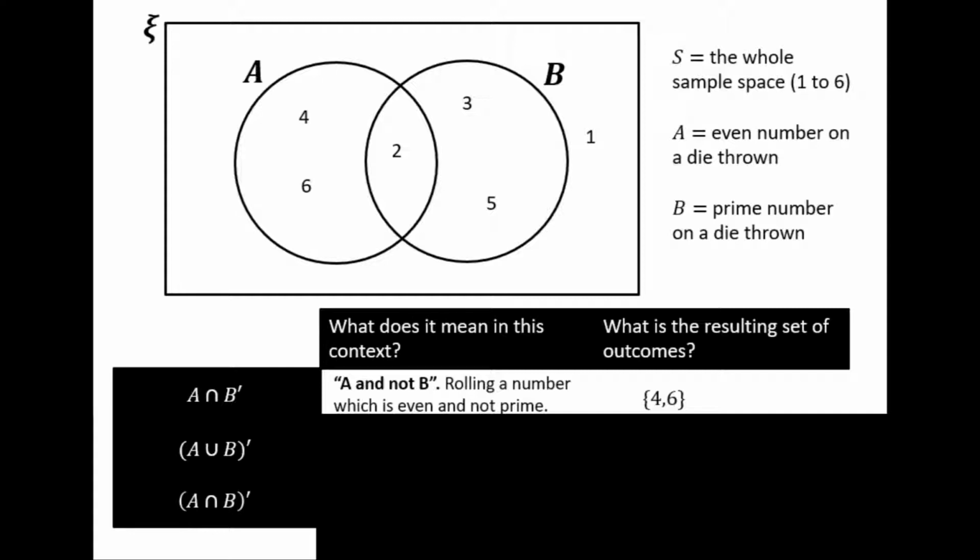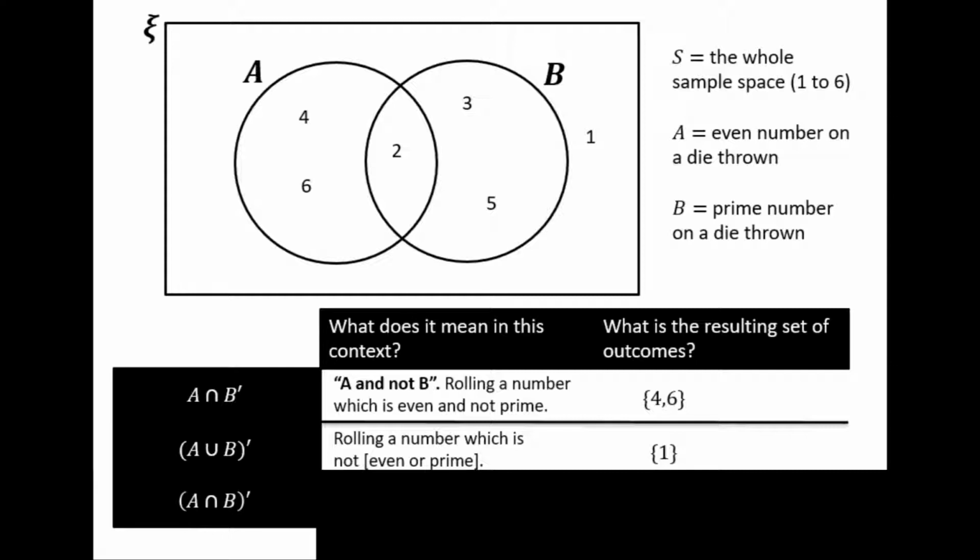And now we're working with brackets. Let's think of the bracket first. So A union B, we've seen what that looks like. That's anything that is an even number or a prime number. Anything inside the circles. Well, I want the complement of that. I want it to be not the union. I want it to be everything that is outside of the circles. And in this case, that's the number 1.